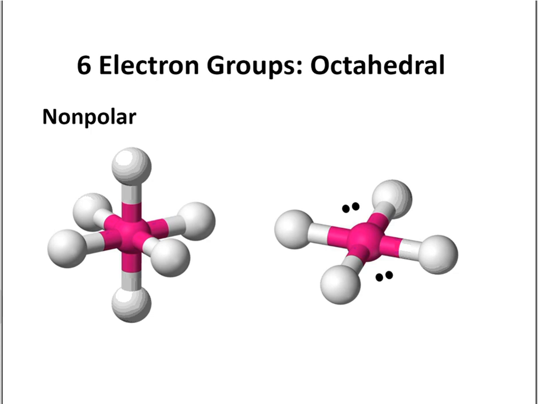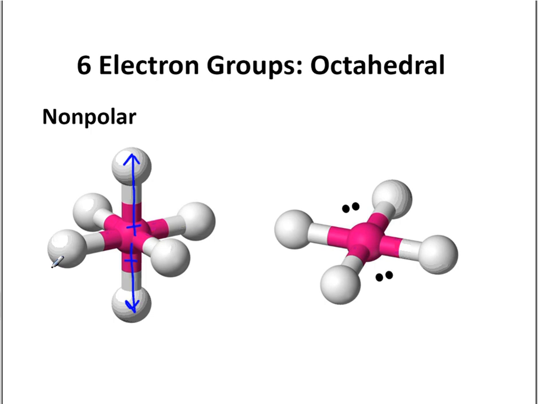Last but not least, you've got your octahedral group. So what are some examples of non-polar ones? Here are a couple. So again, let's try and remember. North pole, south pole, they'll cancel. And then you've got four around the equator.